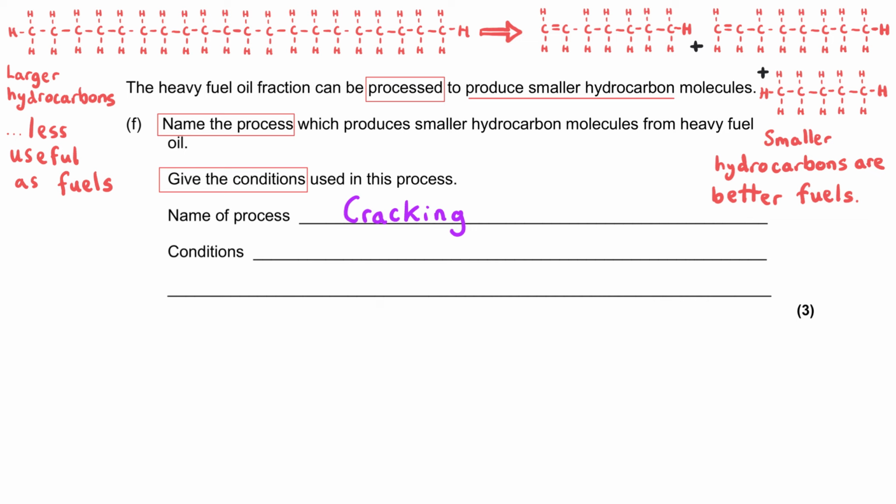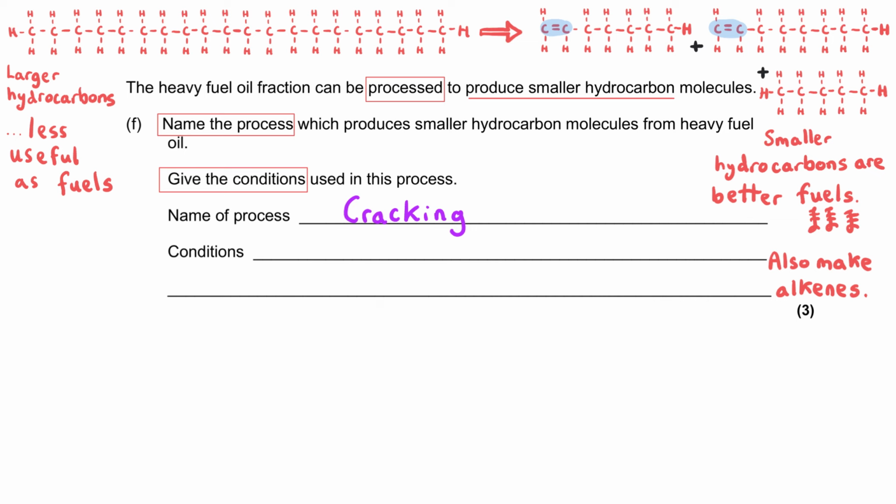They're more useful for two reasons. First of all, the smaller hydrocarbon molecules generally are better fuels because they are more flammable and they are less viscous. But additionally, we can get other hydrocarbons produced as well, called alkenes.